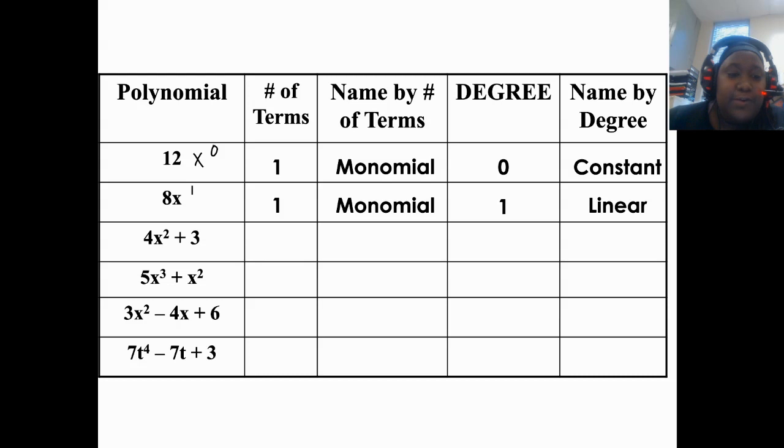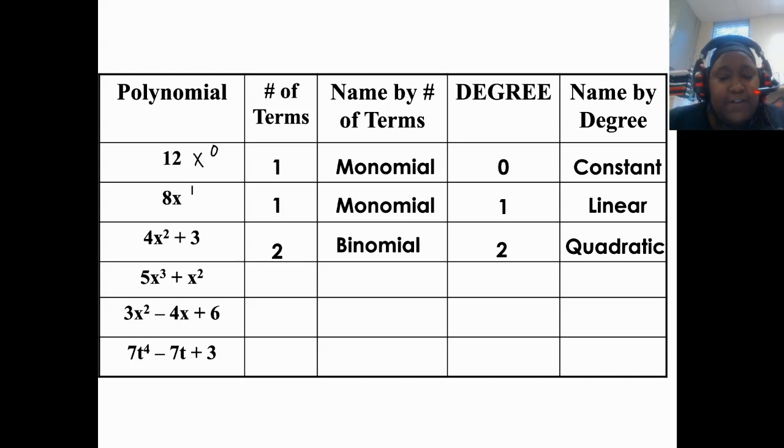This next one, we got 4x squared plus 3. It's two pieces here. You see there's a plus sign in the middle, so it's 1, 2. So the number of terms is 2. I name the number of terms: it's going to be binomial. By highest exponent, in this case, it's going to be 2. Remember that 2 is going to be a quadratic.